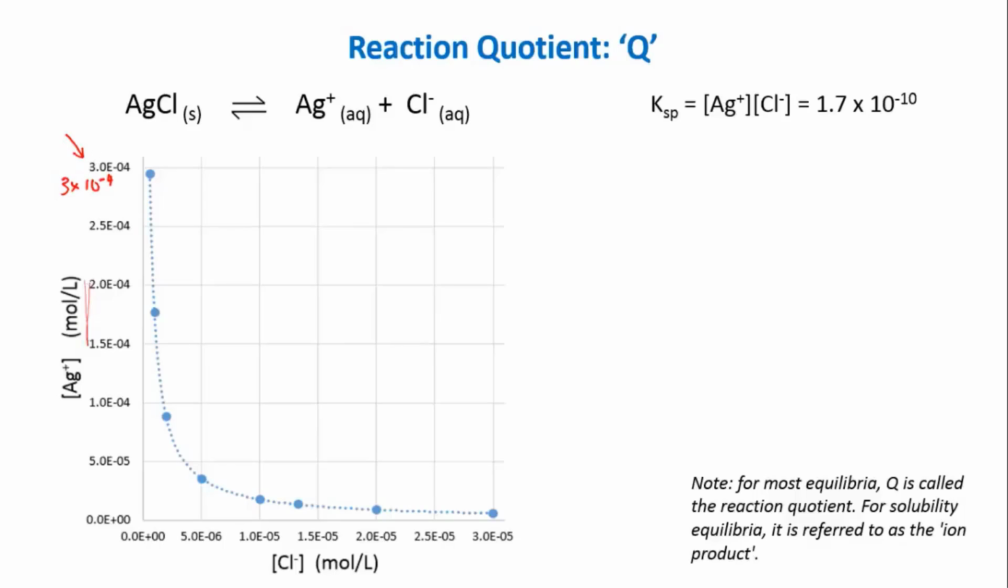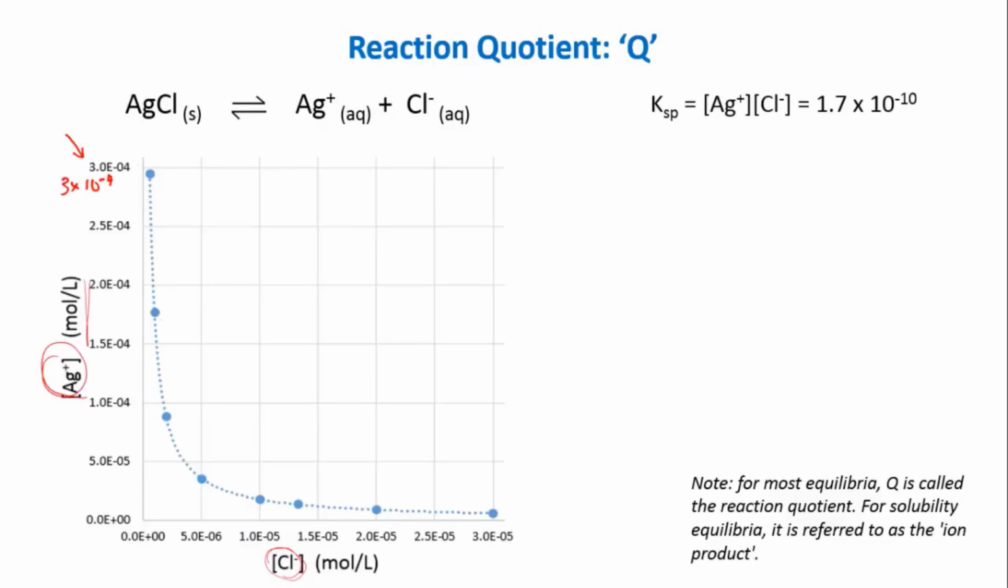So all of these numbers you just read off as exponentials. 2e minus 4 would be 2 times 10 to the minus 4. 5e minus 6 would be 5 times 10 to the minus 6. Okay. Our x-axis is chloride concentration. Our y-axis is silver ion concentration.